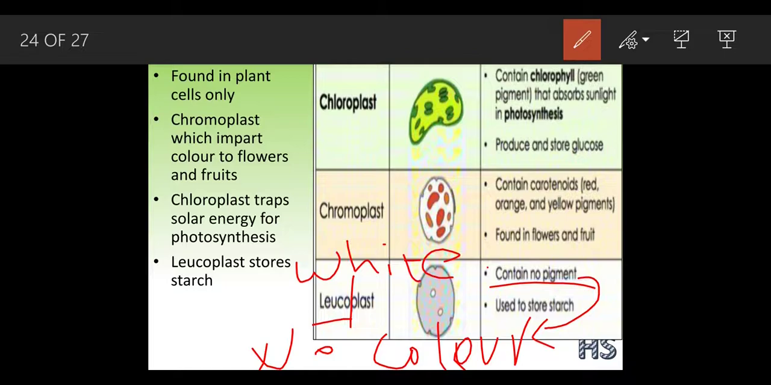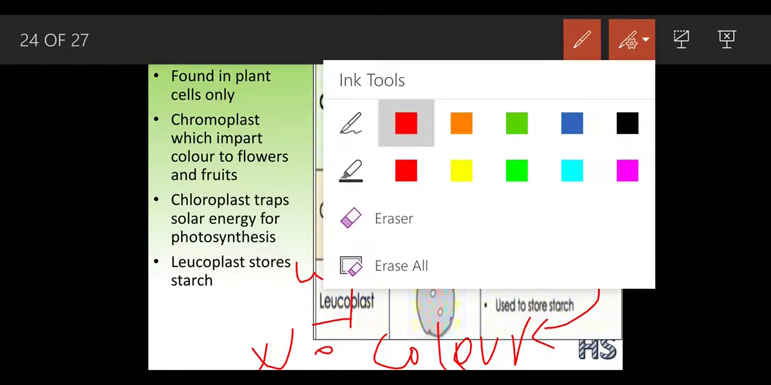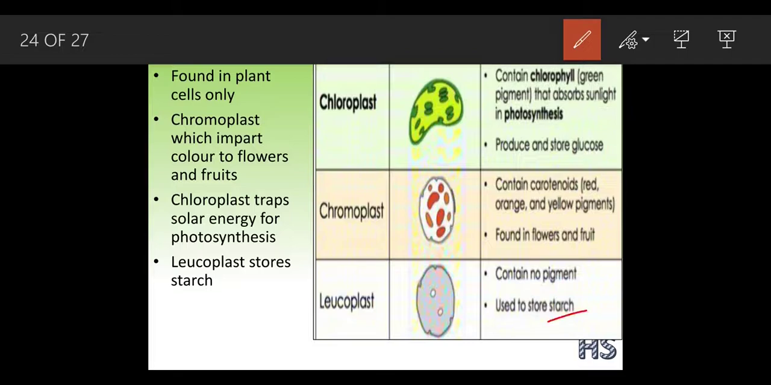What is the work of this leucoplast? The work of this leucoplast is to store starch. What is starch? Starch is a type of carbohydrate. Which plants or vegetables have a lot of leucoplast? That is potato.